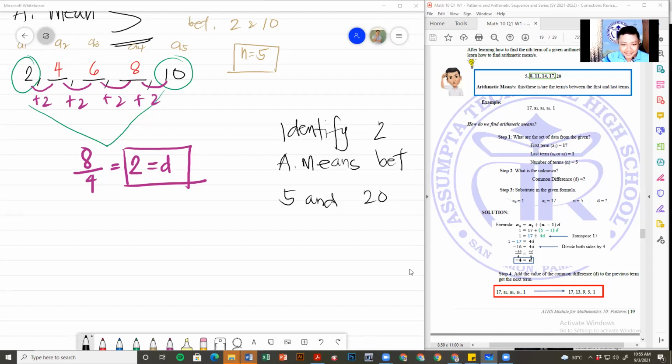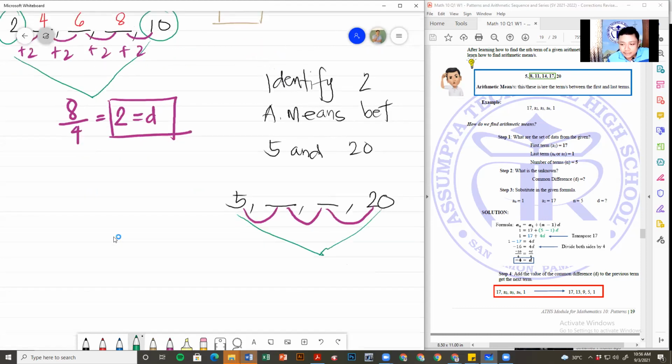Okay, so for everybody's practice, let's draw. Again, just like what I tell you, let's illustrate it first. We have 5. There are 2 arithmetic means between 5 and 20. Count the number of movements from 5: 1, 2, 3. So there are 3 movements. So let's now subtract. 20 minus 5, what's the answer?